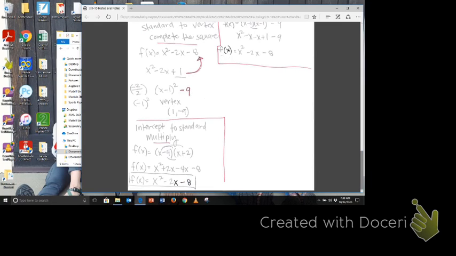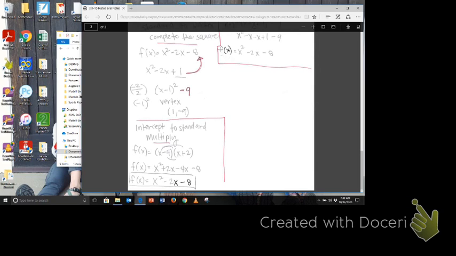All right, this is the last thing. So from intercept form to standard form, you just go backwards and you multiply the binomials. I think you guys are getting good at this now. Multiply it all out. From these are the intercepts, and you multiply them out and you get standard form.